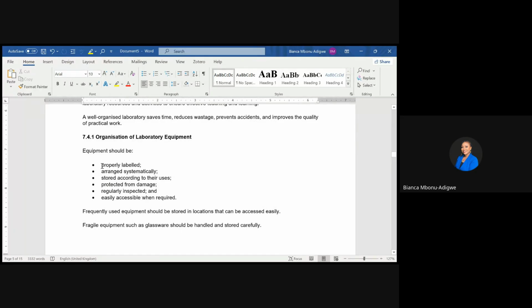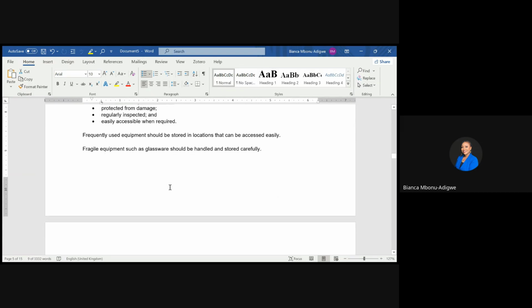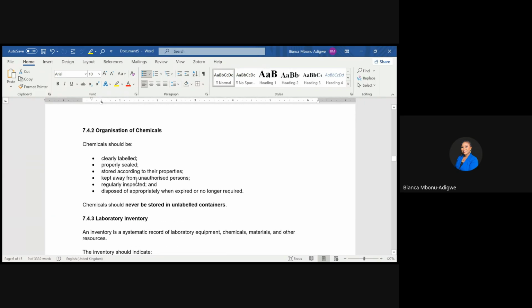So how do you organize lab equipment? They should be properly labeled, arranged systematically, stored according to their uses, regularly inspected, easily accessible when required, and so on and so forth.